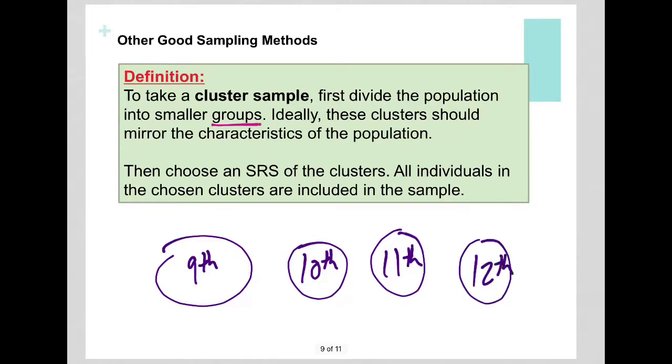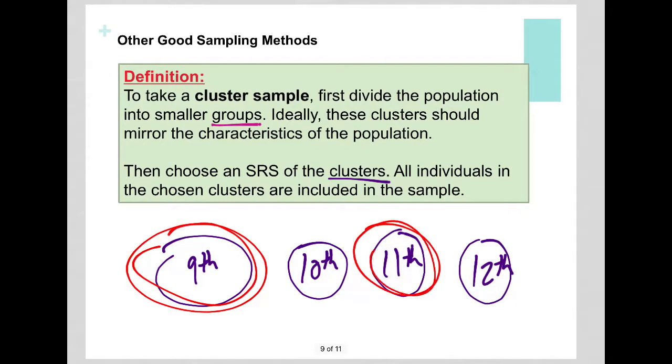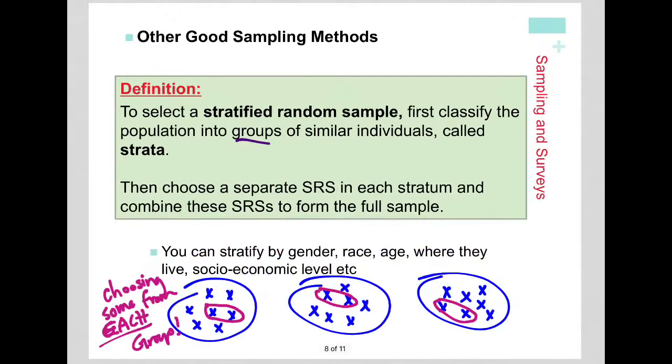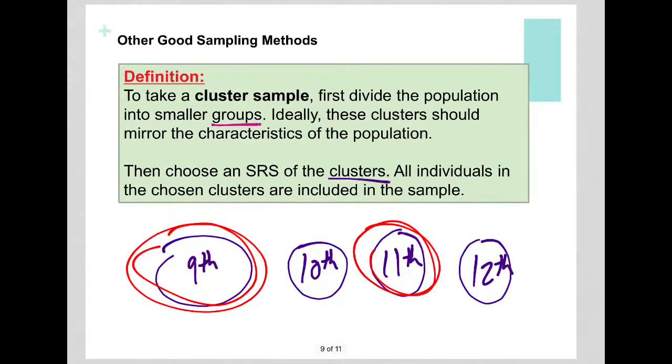So the difference is we're not choosing some from each this time. We're actually choosing whole groups, so whole clusters. So maybe we chose everyone from 9th grade and everyone from 11th grade to represent our sample. That is a cluster sample because you're choosing whole clusters, not some from each. So if you look at the difference, a stratified random sample is choosing some from each group, whereas a cluster sample is just choosing whole groups, and some groups just won't be selected.